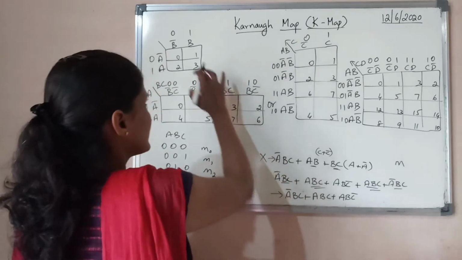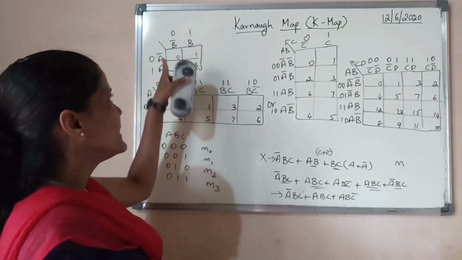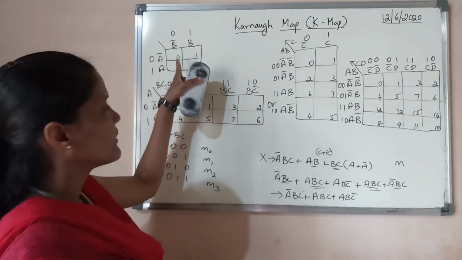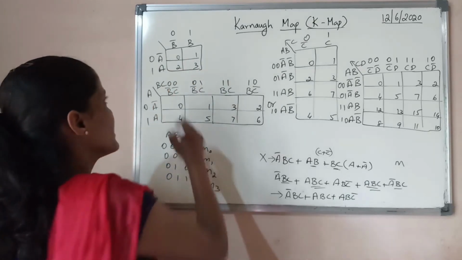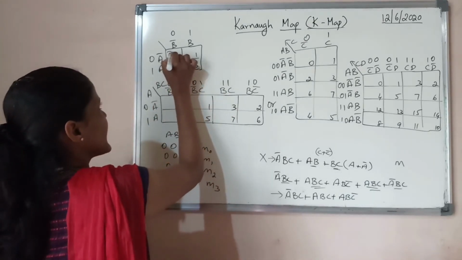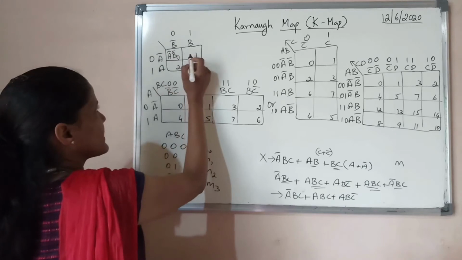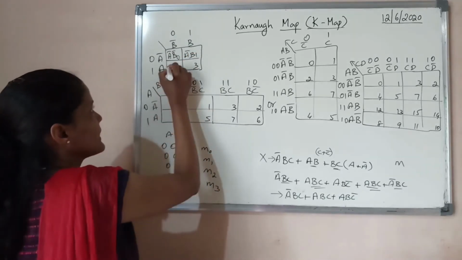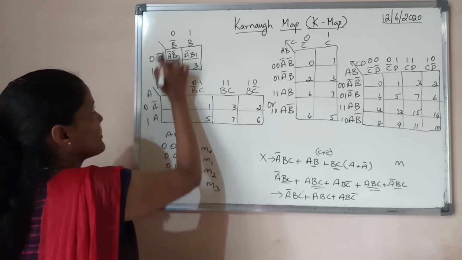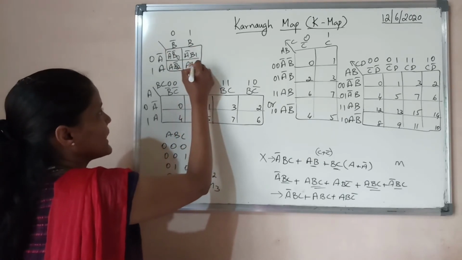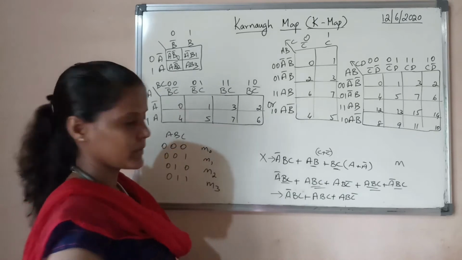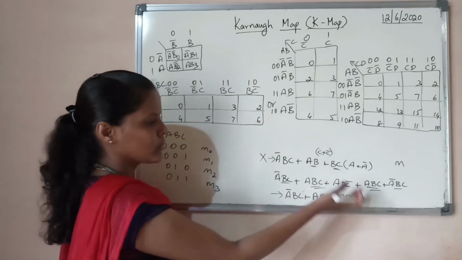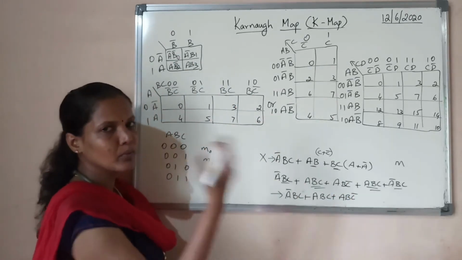So now let us try to write the minterms or the variables inside each of the cells. For this particular cell, a bar b bar, and for this particular cell, a bar b. Clear? This is a b bar and this is a b. These are the minterms. We can directly solve looking at the expression, but we will come to that later.